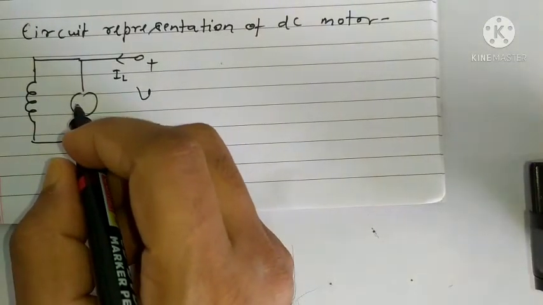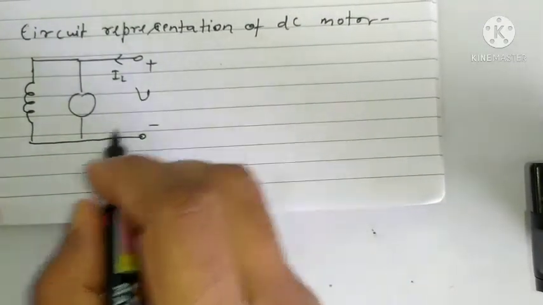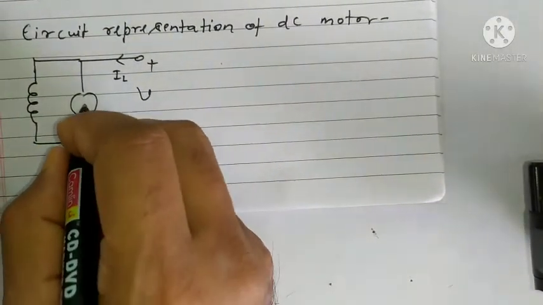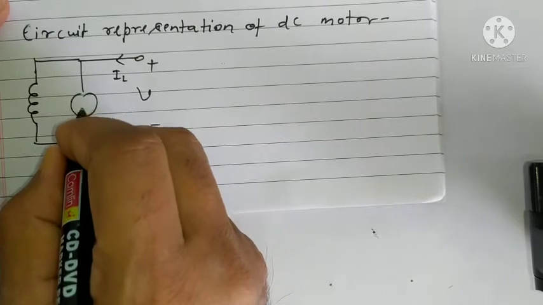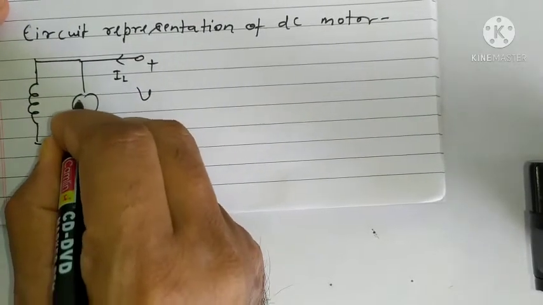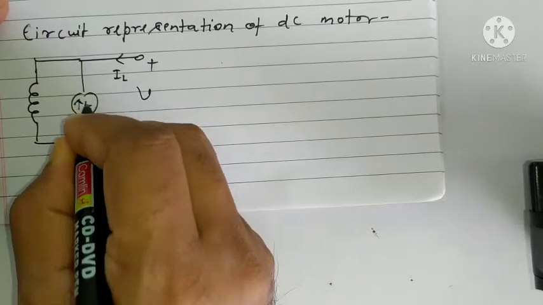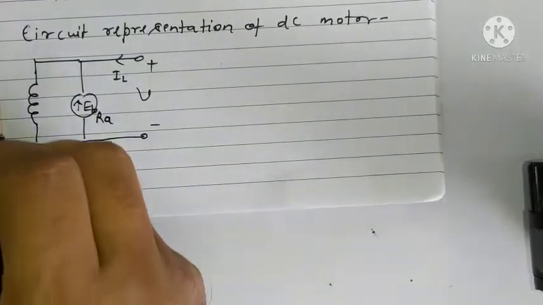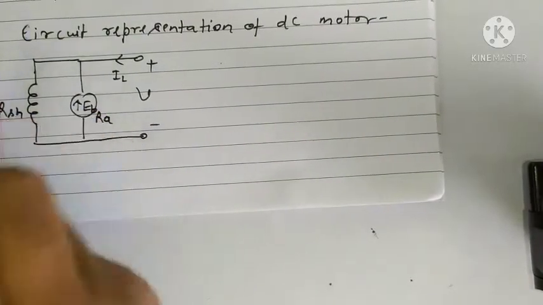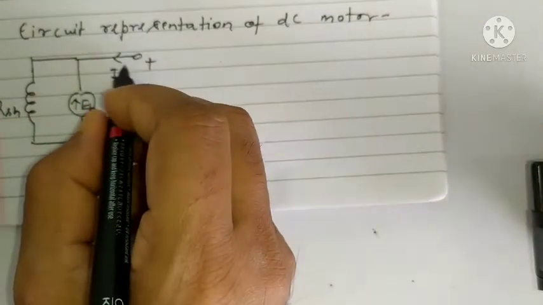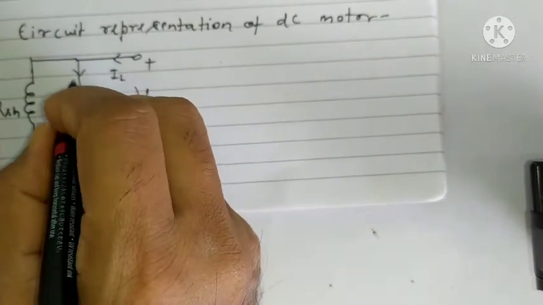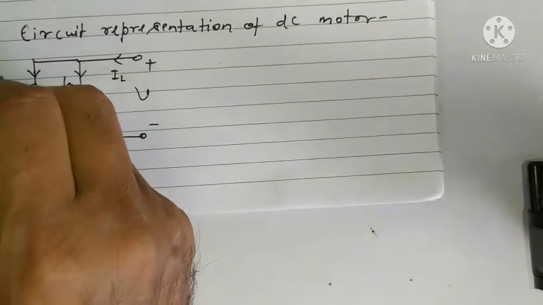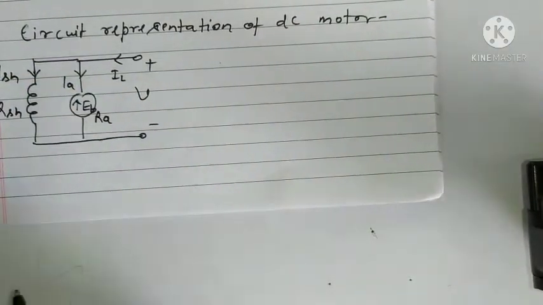Let us learn circuit of DC motor. So circuit representation. Let me take first as DC shunt motor. So this is DC shunt motor having back EMF EB, and it has armature resistance RA, shunt field resistance RSH, current is IL. This current is distributed here. So current in armature is IA and current in shunt winding is ISH.